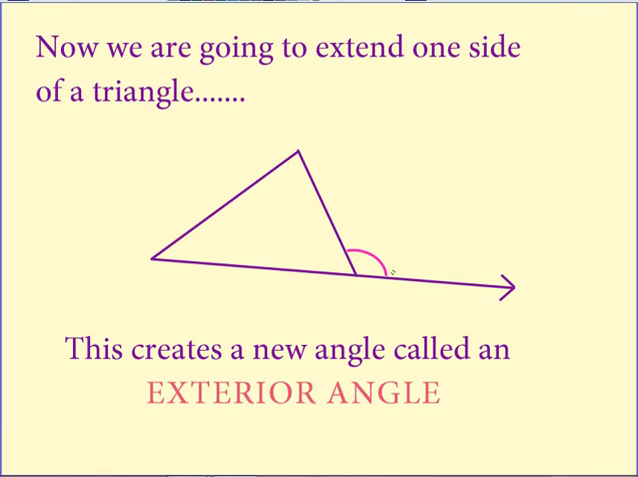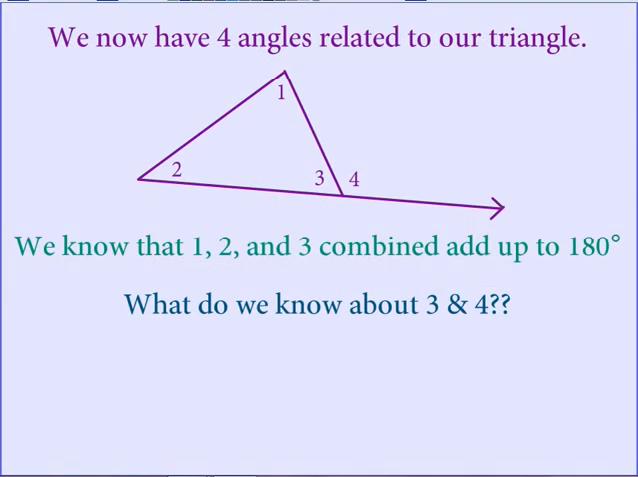So an exterior angle is what happens when I actually extend one side of my triangle. This pink angle over here, I extended that bottom side in one direction, and I have a new angle called an exterior angle. Now I have four angles with my triangle. My original three angles, 1, 2, and 3, and now I have my new exterior angle 4.